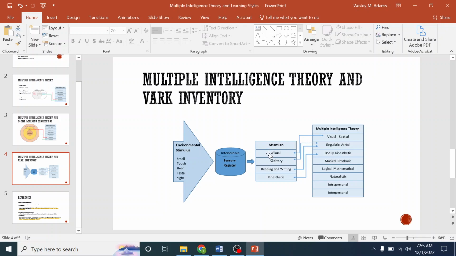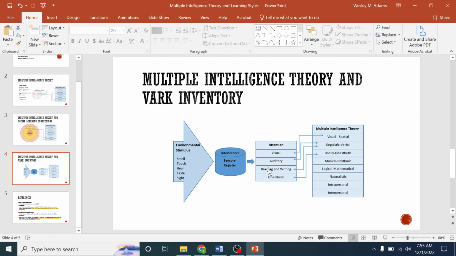So that's what this helps us do, is take environmental stimulus that's coming in from the environment, smell, touch, hearing, taste, and sight. And if we pay attention to it, then we can get it over into short-term memory. This is going to tie into information processing later in the semester. So understanding your primary modes of learning, or the intelligences that you just naturally have to take in new information, helps you be an efficient learner by paying attention to it.